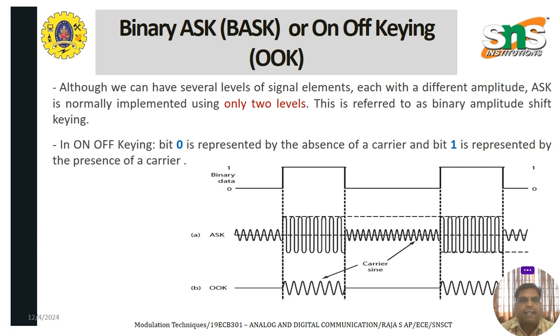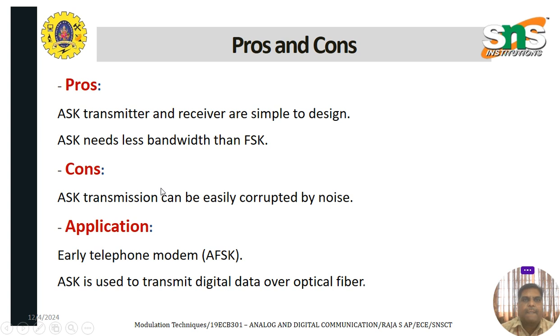Next method, on-off keying. As I discussed previously, in on-off keying, bit 0 is represented by the absence of the carrier and bit 1 is represented by the presence of the carrier. The main advantages, disadvantages and applications of ASK are discussed here. The first advantage is that the ASK transmitter and receiver are simple to design, because in the transmitter we have only one product modulator, so it looks very simple.